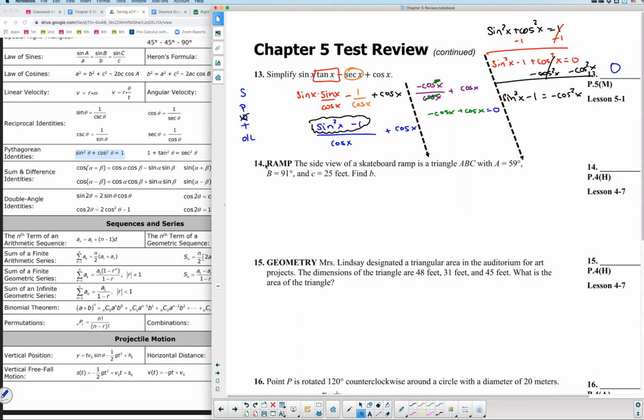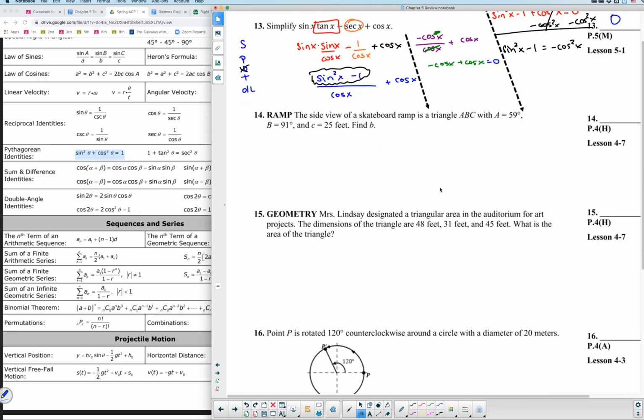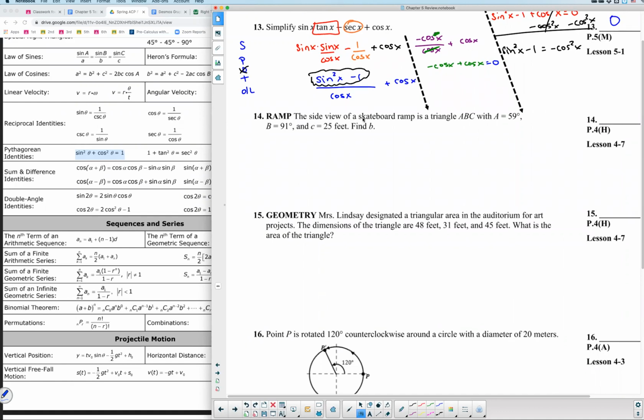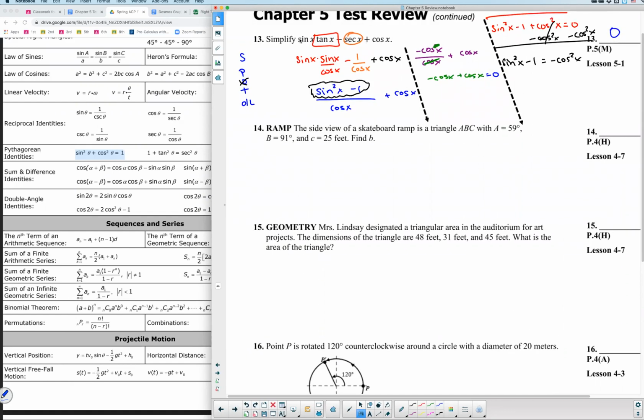Let's go on to number 14 here. It says the right side view of a skateboard ramp is a triangle. And you're going to learn with trigonometry, you're going to like real worlds a whole lot more because typically we deal with positives and you're not doing a simplification of using identities.